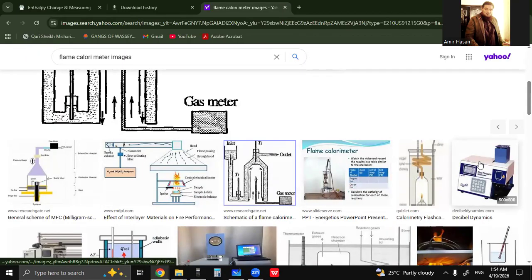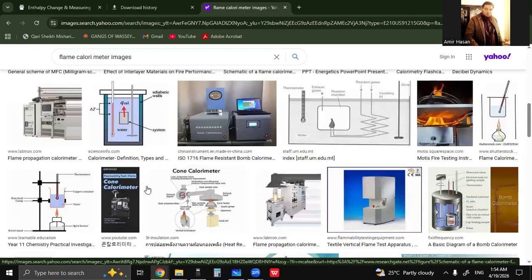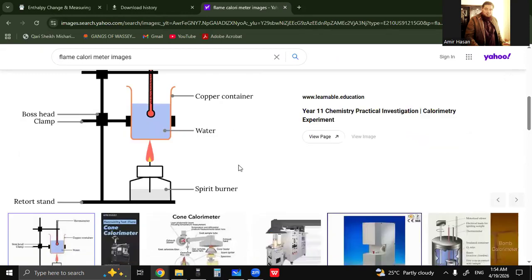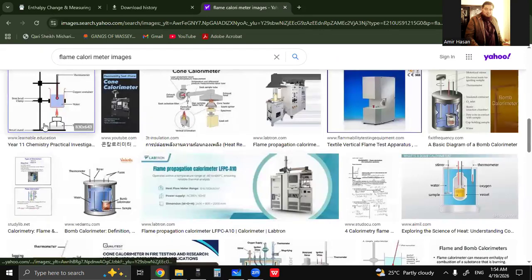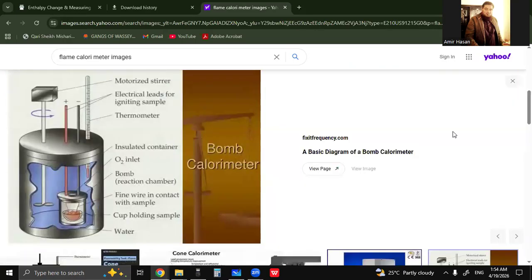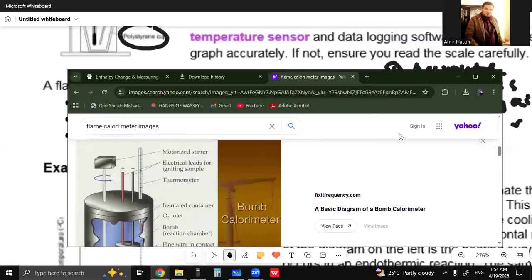With the help of the flame calorimeter, there is a water bath, and there is a spirit thermometer. This type of apparatus arrangement we use in the practical when we are calculating the enthalpy change.